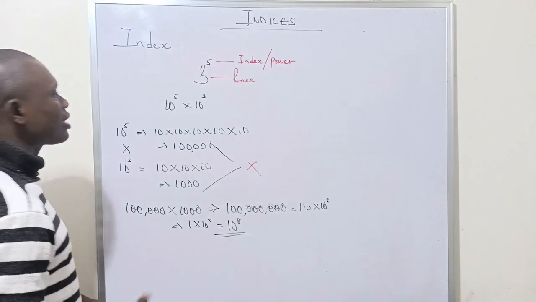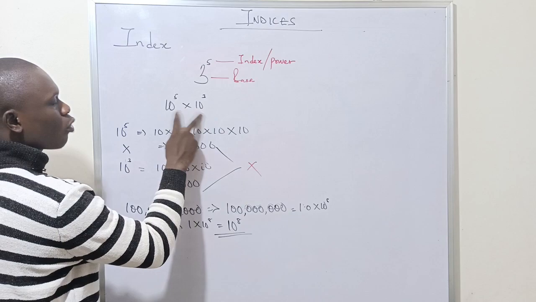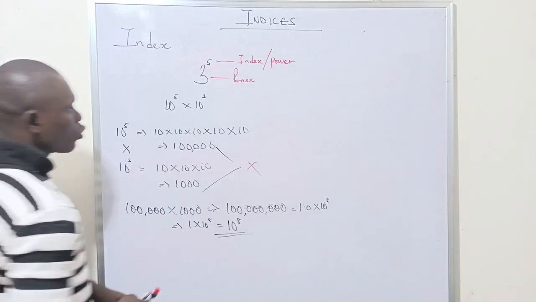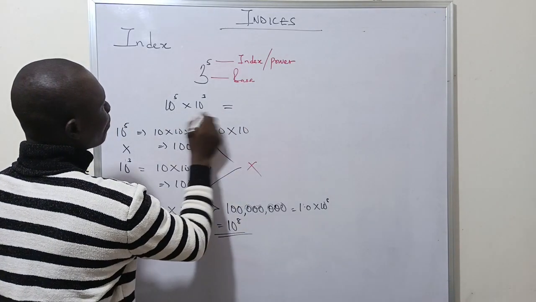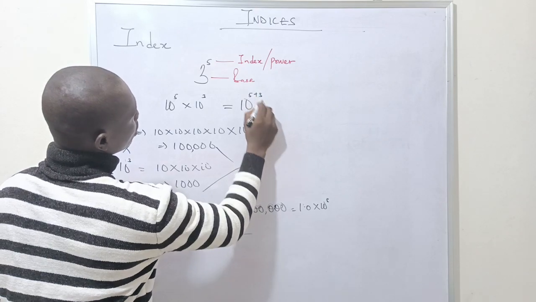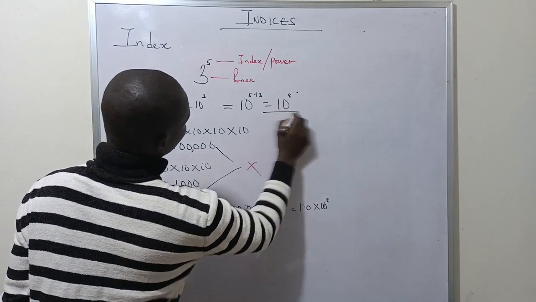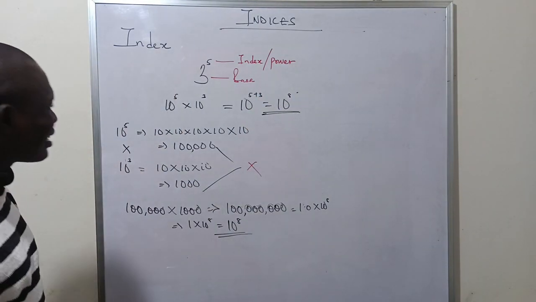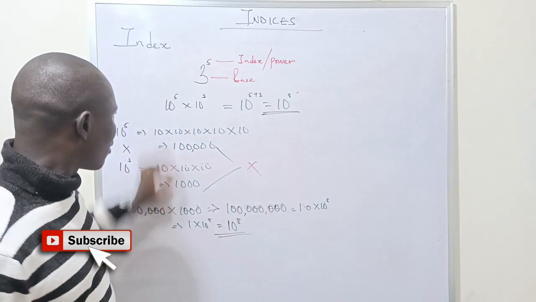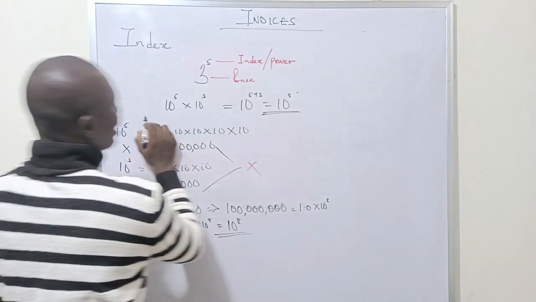Now, the law of indices says that anytime you're multiplying two values of the same base, what you're expected to do is pick one of the bases, then add their powers. That is 5 plus 3. This will give us 10 raised to the power of 8. Now look, I've just gotten the answer to what I did here with all of these steps. I've just gotten the answer in a single line.